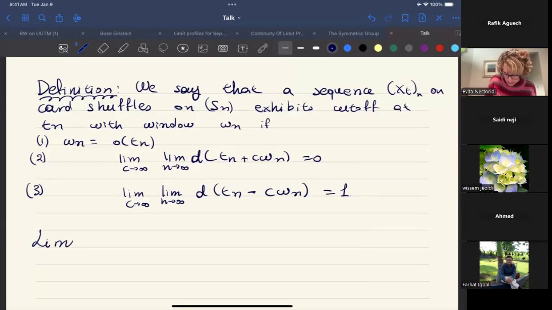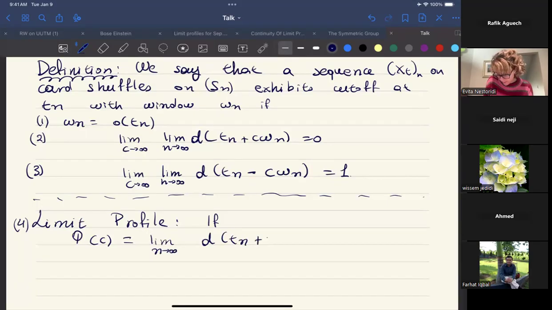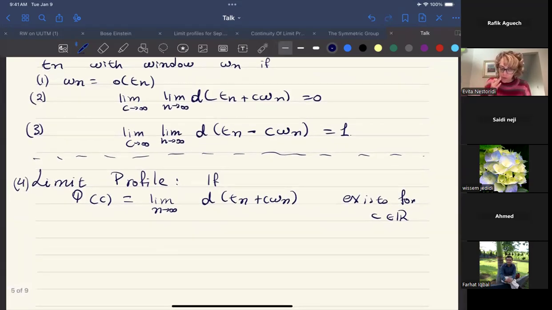So now we can finally discuss the limit profile, which comes as part 4 sort of here of our definition. I mean, the cutoff definition is done, but it is a definition that I want to give, which says, what if we throw away the limit as c goes to infinity? So if this function of c exists, sorry, exists for c, either positive or negative, I'll write in R. In the case of continuous time Markov chains, it makes sense to say that c is in R. Then this thing is called the limit profile.